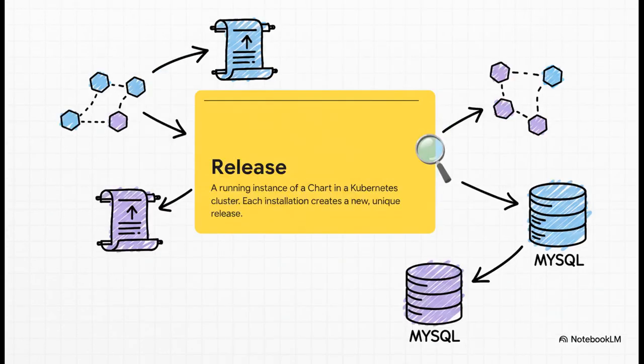And last but not least, there's the release. When you take a chart from a repository and you install it into your Kubernetes cluster, what you create is called a release. It's a running instance of that chart. And here's the really important part. You can install the same chart over and over again to create multiple totally independent releases. So if you need 2 separate MySQL databases, no problem. You just install the MySQL chart twice and you get 2 different releases.